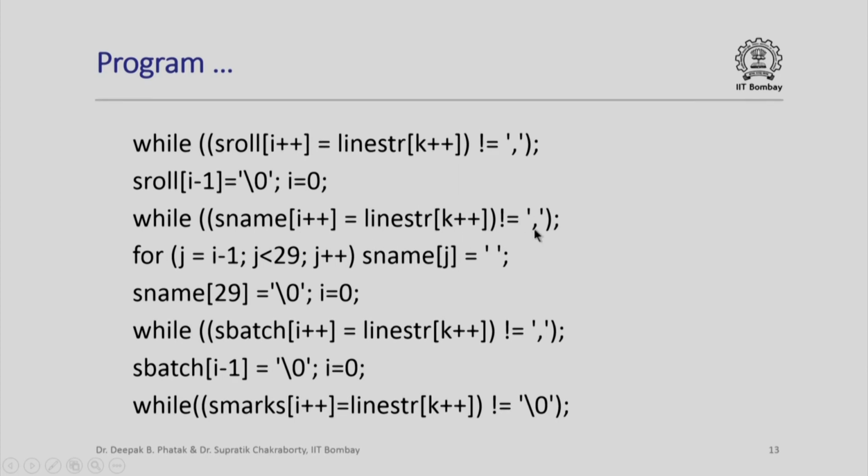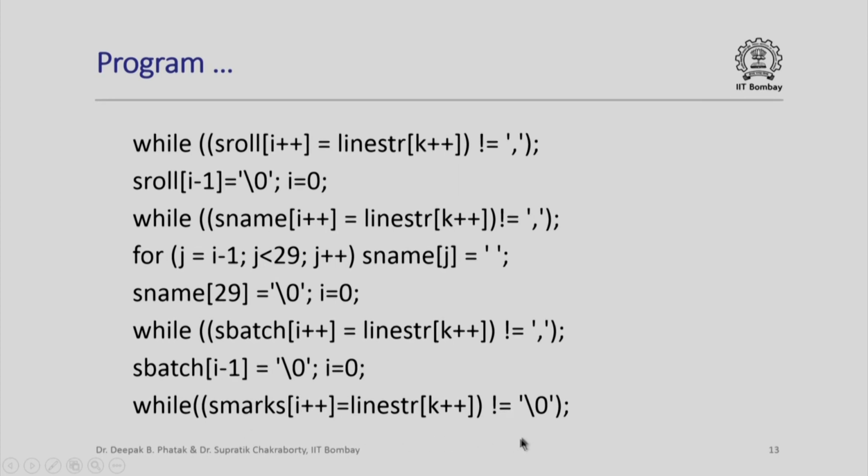As long as I do not get a comma, it is possible that the name is actually shorter than the length that I have provided for sName. Remember, sName is a 30 character string. So, what I do is, after encountering comma, I just put up another for loop which says for j equal to I-1, j less than 29, j++, I simply insert blank spaces into sName. sName[29] is set to \0, I is again reset to 0. I do the same thing with sBatch, and finally I do the same thing with sMarks.